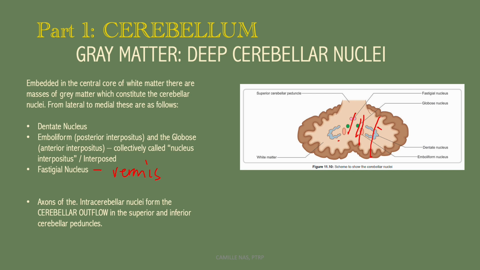Since this is found in the middle, it will receive fibers from the vermis. The globose and emboliform nuclei receive from the paravermal regions, and the dentate nucleus from the lateral region. The cells in the deep cerebellar nuclei receive inhibitory input from the Purkinje cells, remember?